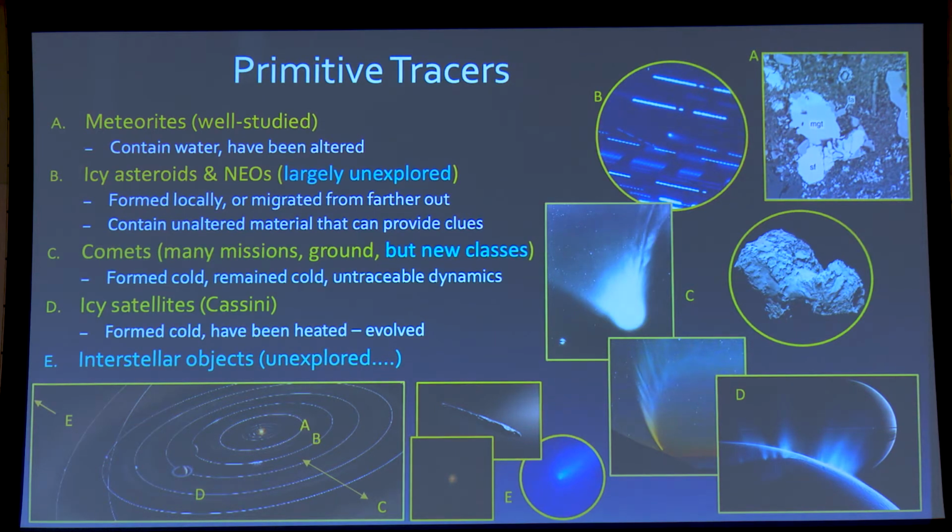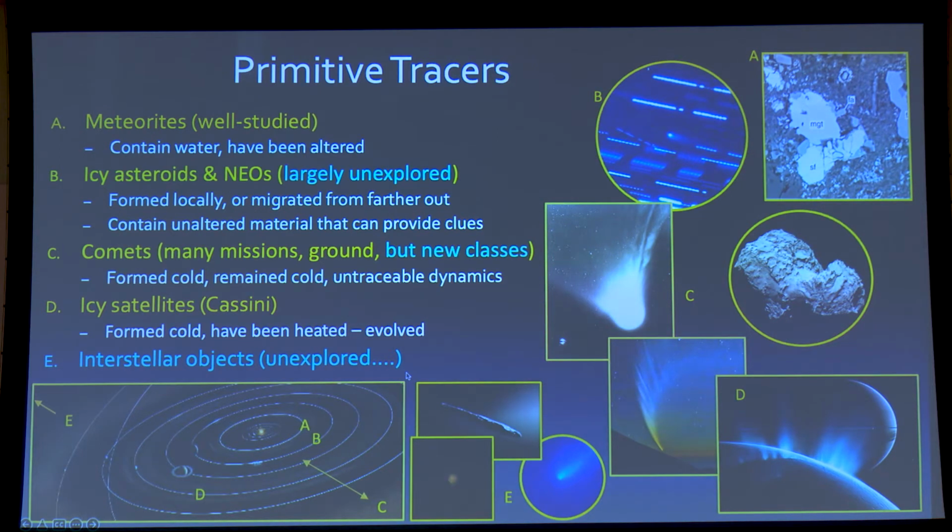Icy satellites are sometimes listed as primitive markers. We've had missions with Cassini looking up close at satellites which could potentially be habitable, but because they're bigger, they've been thermally altered. And then, of course, a really new area is the interstellar objects, which tell us about solar systems elsewhere.